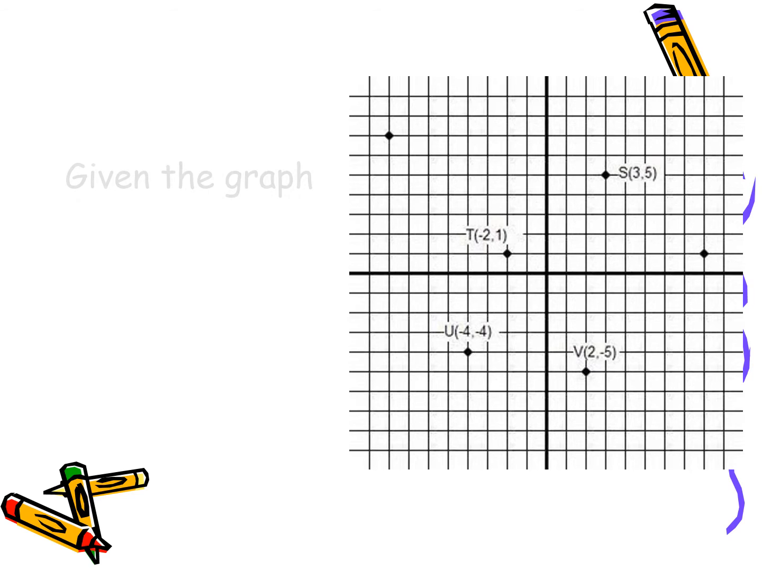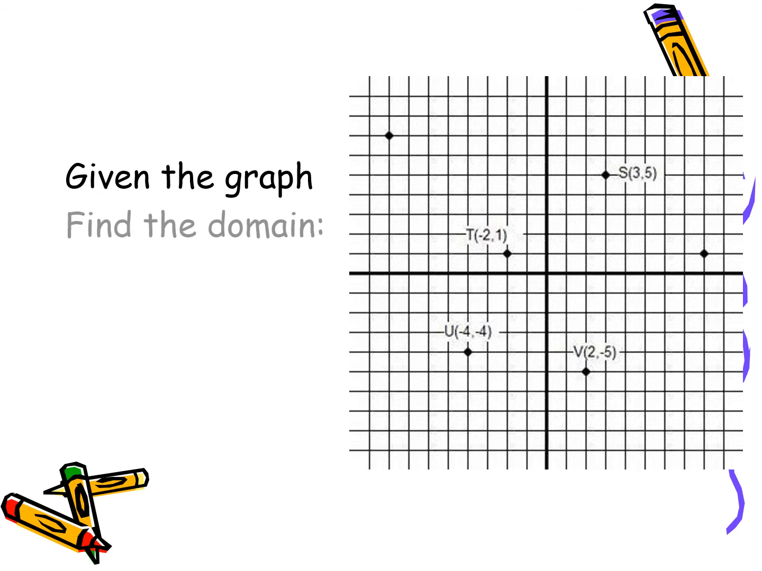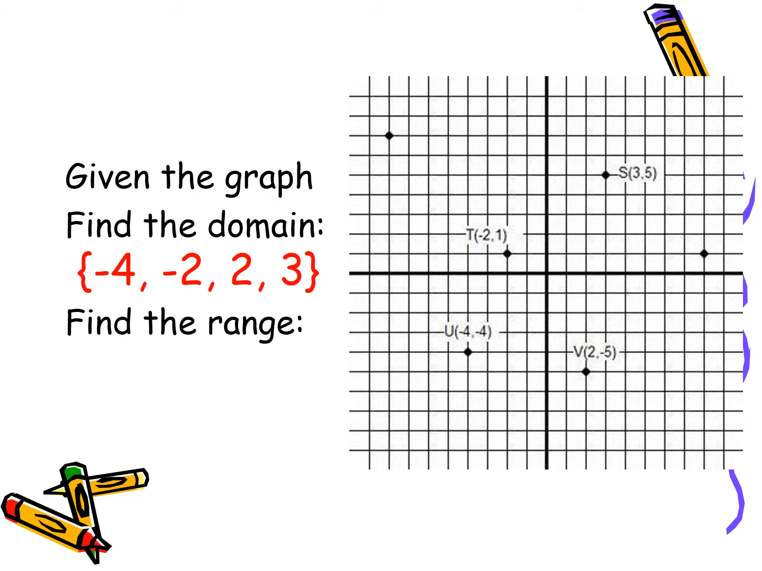If you're given a graph, you should be able to find the domain. Again, you find all the x values and the y values. So our x values, if you look at u, it has an x value of -4. T has an x value of -2. V has an x value of 2, and S has a value of 3. And then we would list the y values the same way.